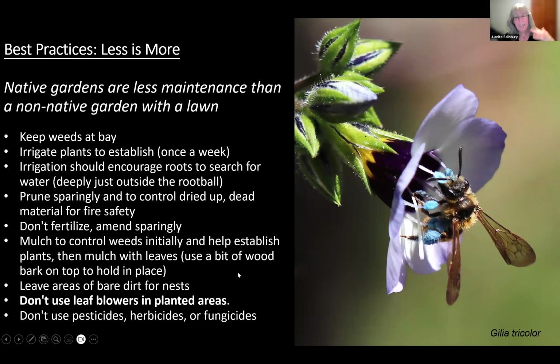70% of our native bee species nest underground, so you want those to go into the dirt there. Don't use leaf blowers in planted areas because so many insects will overwinter in leaf litter. It's like their preferred spot. And don't use pesticides, herbicides, or fungicides.